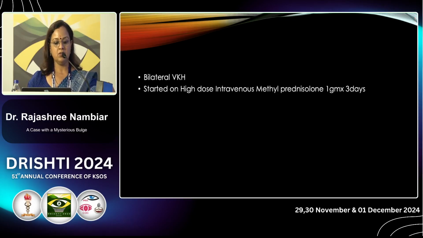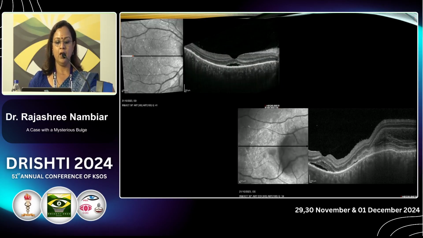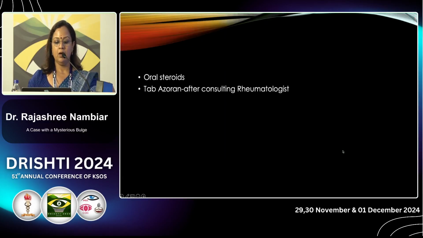With a diagnosis of bilateral VKH, we started the patient on a high dose of intravenous methylprednisolone 1 gram. This is a picture of the patient's OCT after 3 days. We can see the submacular fluid, and also the choroidal elevation looks the same. Now this patient was discharged with oral steroids, and then she was started on Azoran after consulting a rheumatologist.